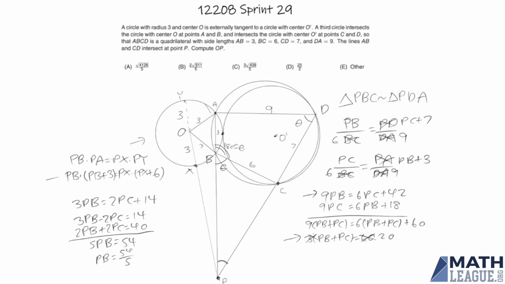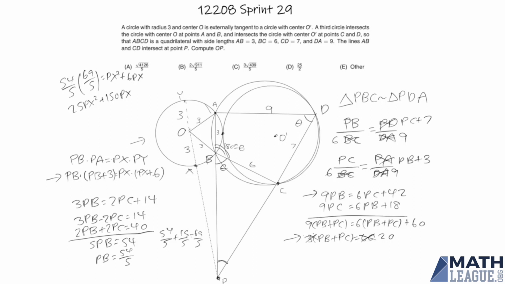So we can plug that into the equation here, and we end up getting 54 over 5 times (54 over 5 plus 3). 54 over 5 plus 15 over 5 is 69 over 5. Equals PX times (PX plus 6), so that's PX squared plus 6PX. So now we want to solve for PX. So let's make this a quadratic equation to use the quadratic formula on. So let's multiply by 5 times 5 equals 25 on both sides. So we get 25PX squared plus 25 times 6, which is 150PX.